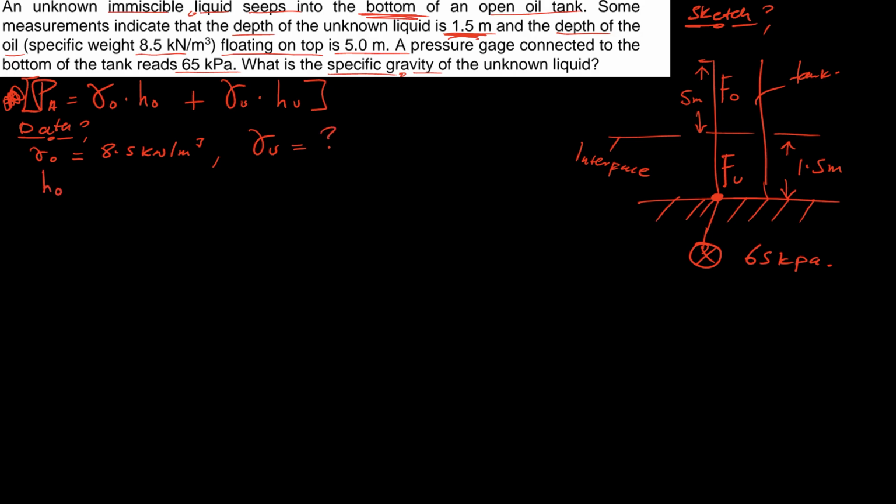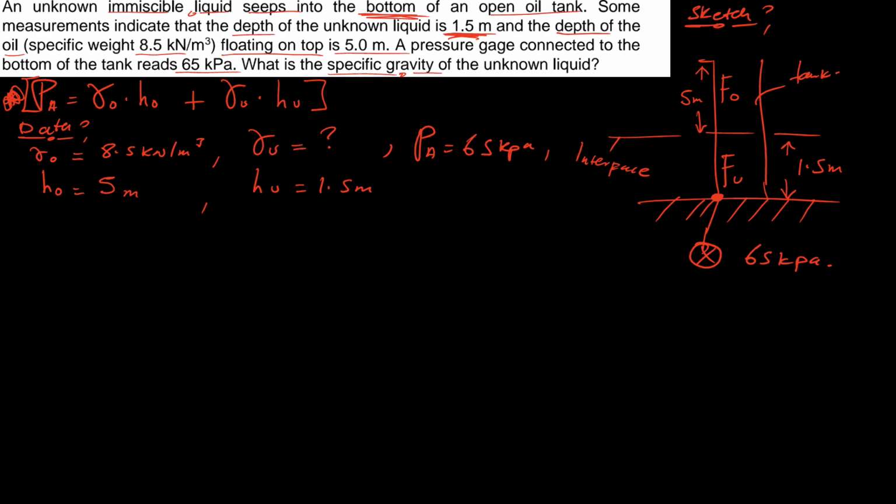The height of the oil is 5 meters, like we analyzed, and the height of the unknown fluid is 1.5 meters. Then remember that the pressure gauge reading is 65 kilopascals. Now most people would want to convert these units to newtons and then start solving. But given the nature of the question, we have kilo and meter, meter, so we can solve it the way it is to make it a little bit easier for us.